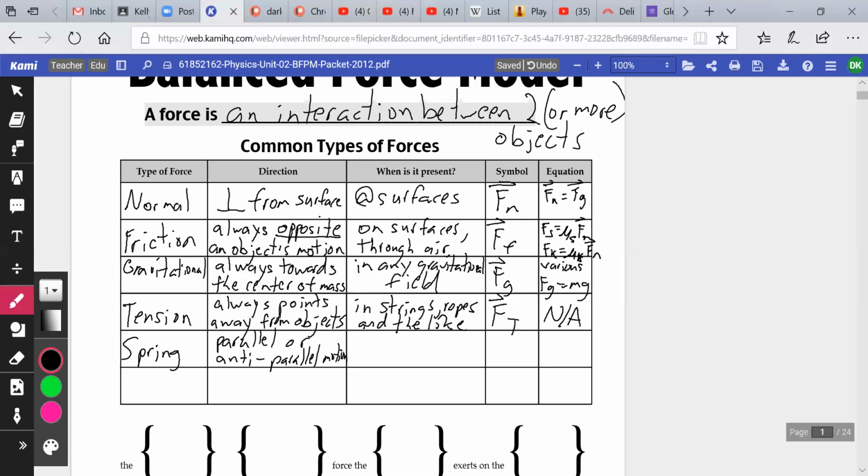So for example, if you can imagine a mass on a spring, get a mass, attach it to a spring, and attach it to the ceiling or something, and you pull down on that mass, the spring force is going to go against the mass. As the mass goes down, the spring force goes up. As the mass goes up, the spring force goes down. It's always against the motion. Parallel or anti-parallel to the motion.